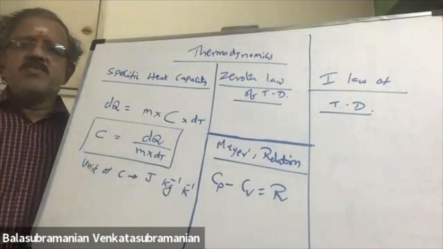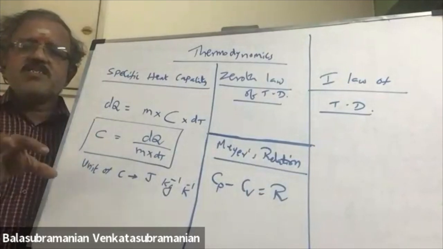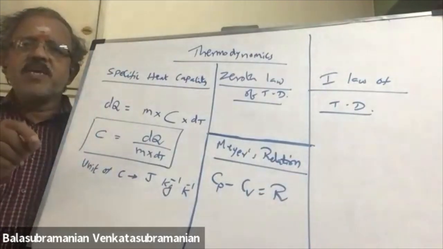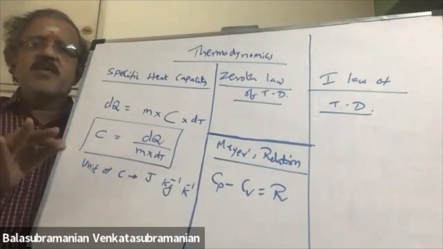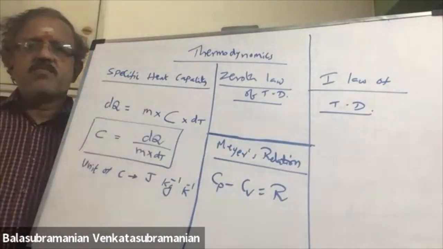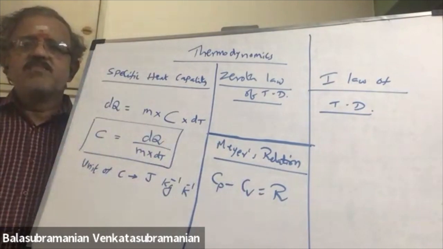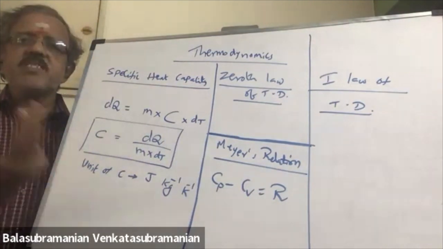Thermal equilibrium means the particular system is in thermal equilibrium. That is, the change in pressure, change in volume, change in temperature with respect to the surrounding. You are going to calculate. It is going to be in equilibrium with the surrounding.